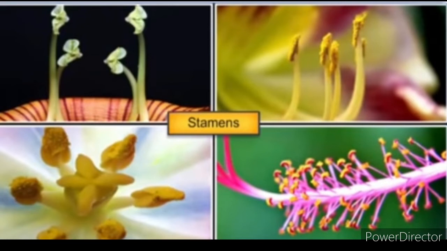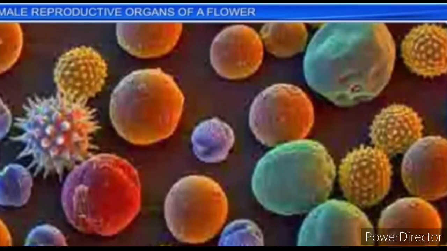Sprinkle these pollen grains on a drop of water taken on a glass slide and observe under a microscope. You can see the shape, size, color and design of pollen grains from different flowers. Let us discuss the development of the male gametophyte. First we will discuss the male.